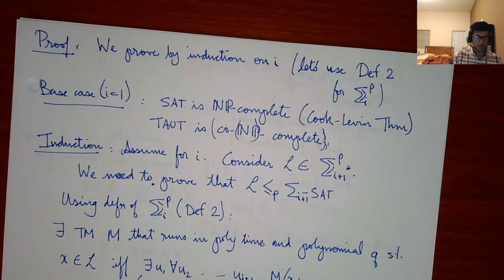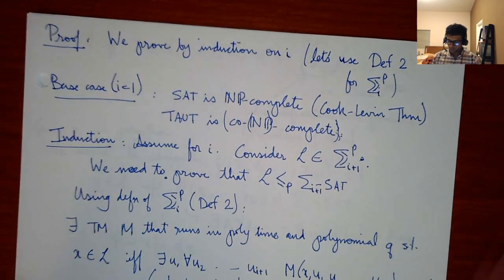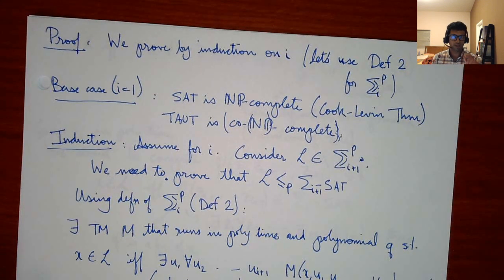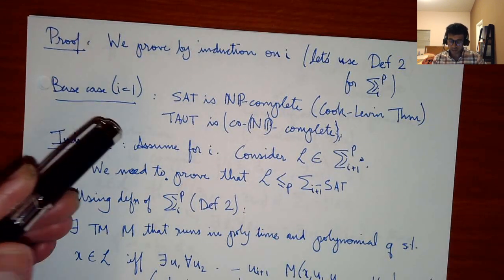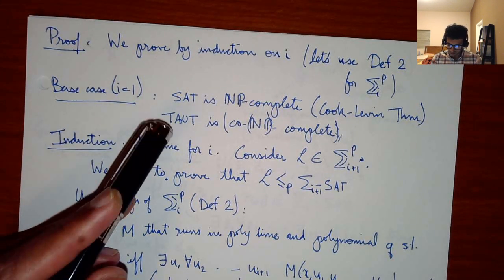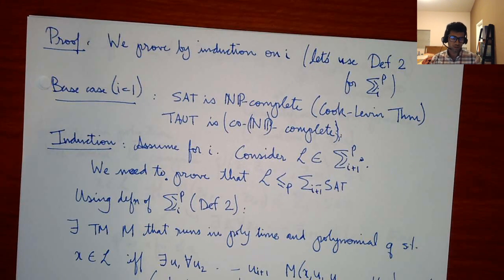And so we started off the proof of the theorem in the previous lecture. So let us use definition 2 for sigma I. Definition 2 was with respect to this alternating certificate definition. Now I'm going to prove that sigma I sat is sigma I complete. We prove it by induction on I. The base case, I is equal to 1. This is easy. This is the Cook-Levin theorem. That just says that sat is NP complete and tautology is co-NP complete, because pi 1 sat is tautology, sigma 1 sat is the vanilla version of sat.